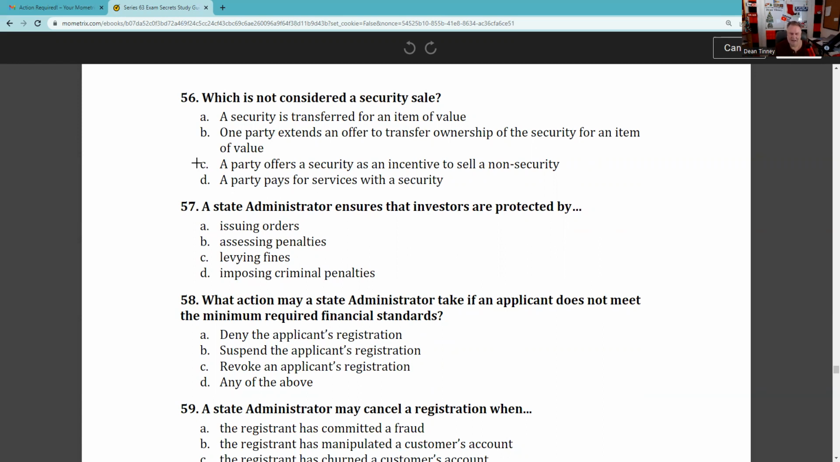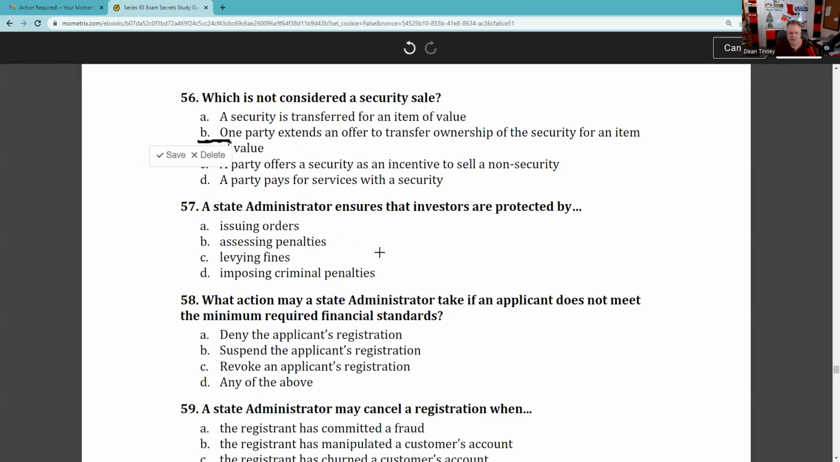Which of the following is not considered a security? One party, securities transferred for value. That is definitely a sale. One party extends an offer to transfer ownership of a security for an item of value. A party offers a security as an incentive to sell a non-security. A party pays for services. Again, I'm not so sure I like this question, but given this answer set, I'm going to go for B, even though I don't really like this question.